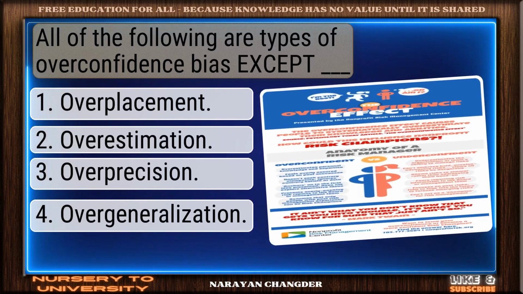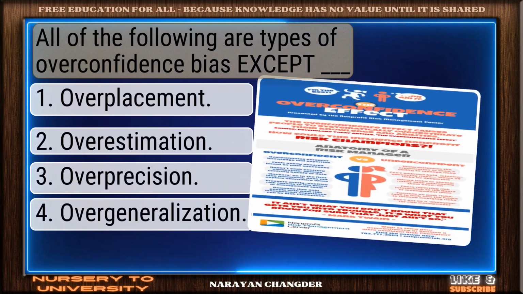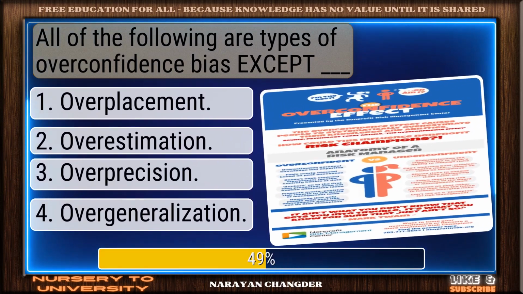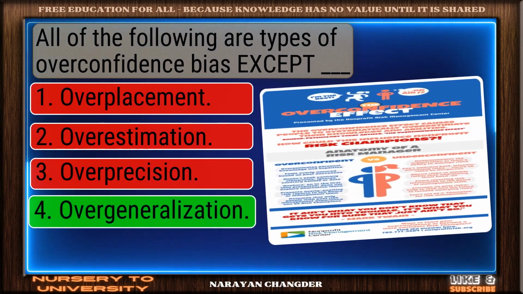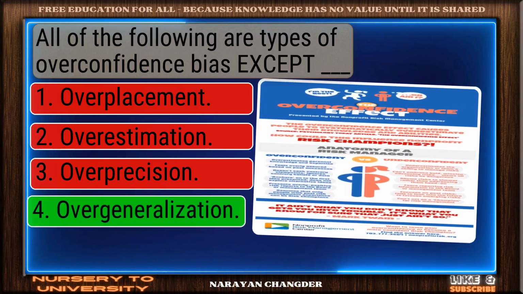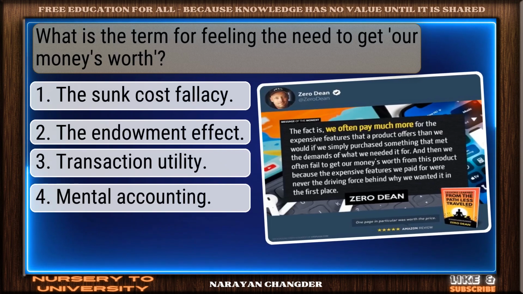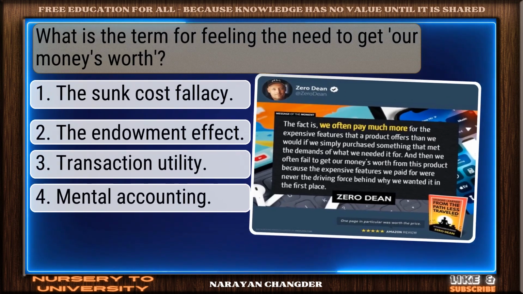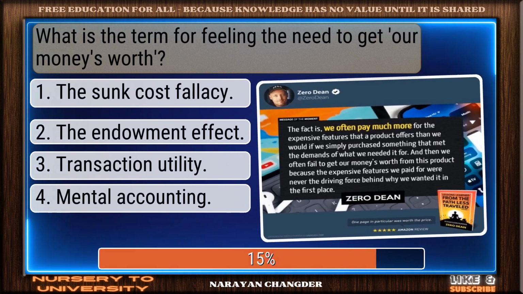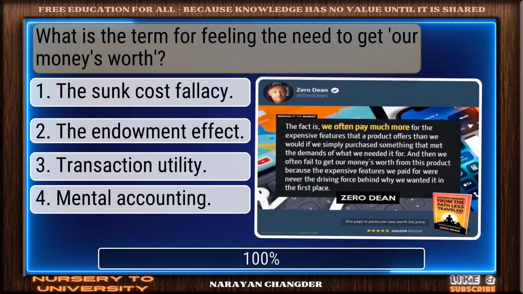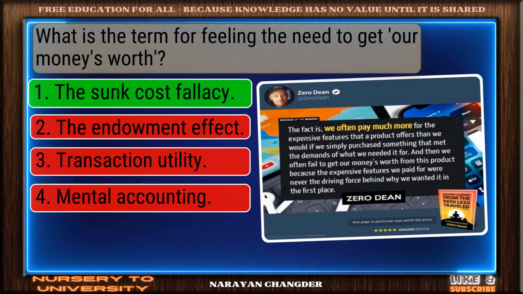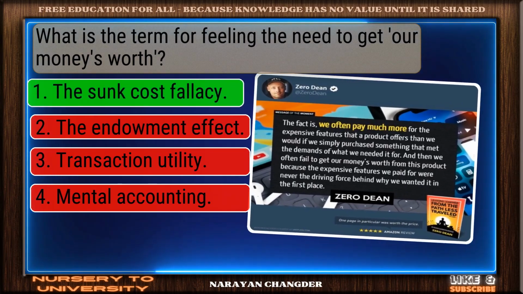All of the following are types of overconfidence bias except a dash. Good thinking. Overgeneralization is the right answer. What is the term for feeling the need to get our money's worth? Nicely done. The sunk cost fallacy is a solid answer.